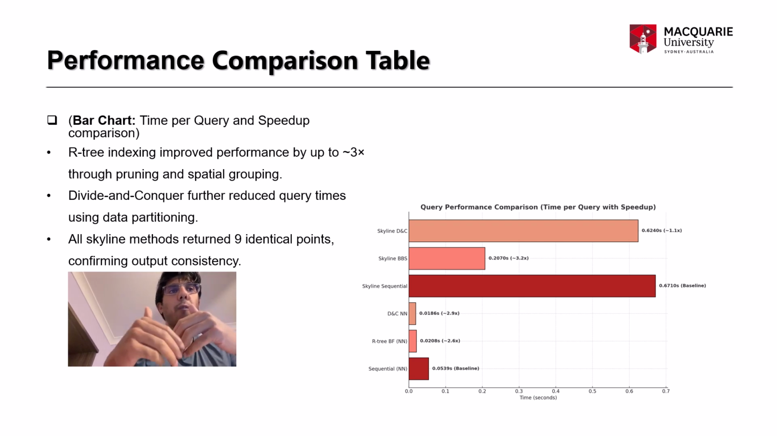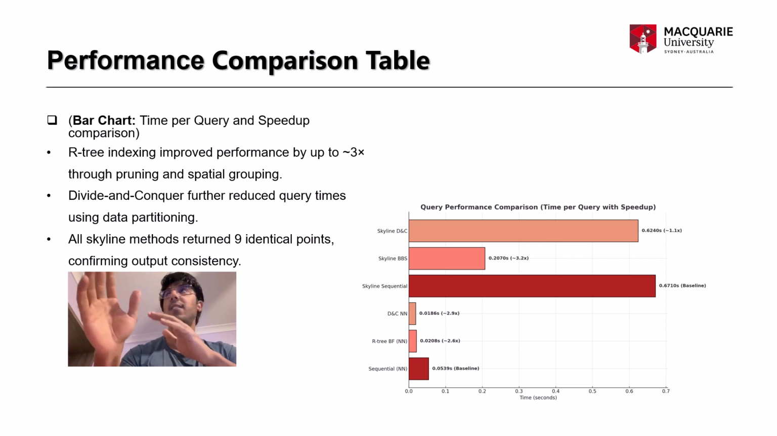Now we will talk about skyline search. The sequential scan took 0.671 seconds, while branch and bound reduced that to 0.207 seconds, demonstrating the advantage of combining tree-based search with dominance filtering. Divide and Conquer landed in between at 0.624 seconds, still a decent improvement over the brute force approach.